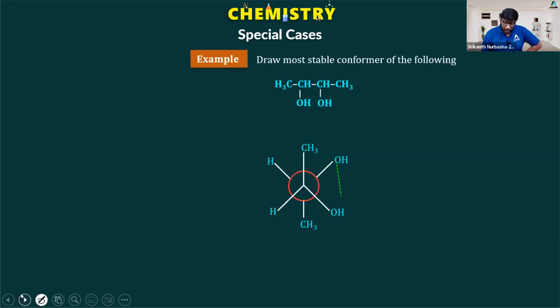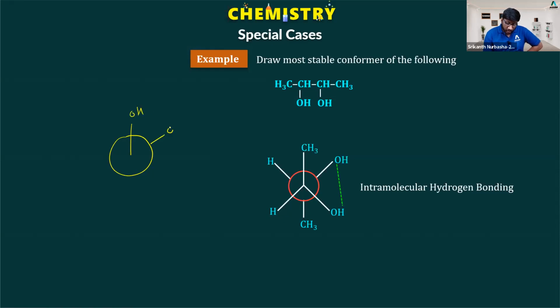But you can also have another possibility. You can also write this in this fashion: OH group here, OH group here, CH3 here, hydrogen here, CH3 here, hydrogen here. Here also we have intramolecular hydrogen bonding, but the repulsions are high.